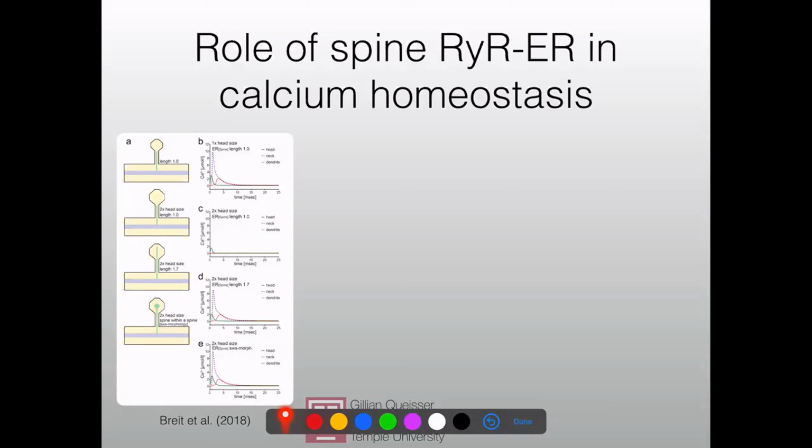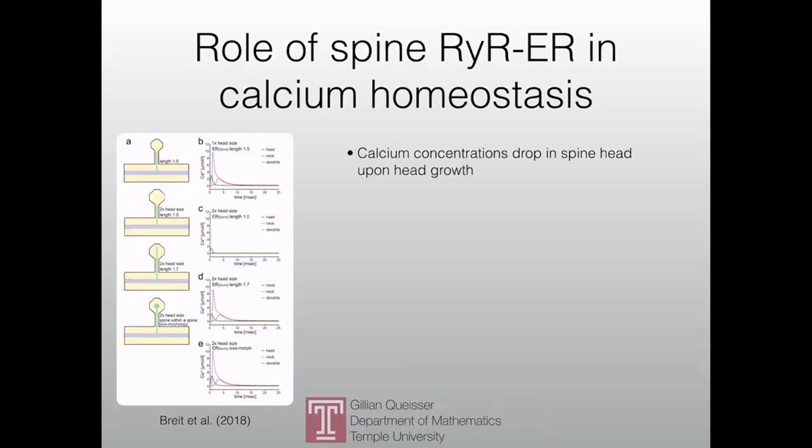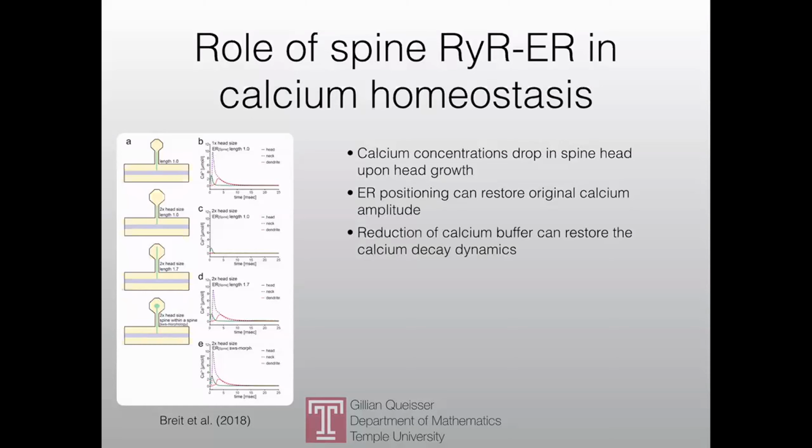And with that modification, comparing B and E, one can see that under spine head growth and reorganization of the ER, one can guarantee calcium homeostasis in all these three units: head, neck, and dendrite. So upon head growth, calcium concentrations drop, as one would expect. And we see that ER repositioning can restore the original calcium signal to a certain extent. And therefore, calcium homeostasis can be regulated by intracellular ER reorganization.